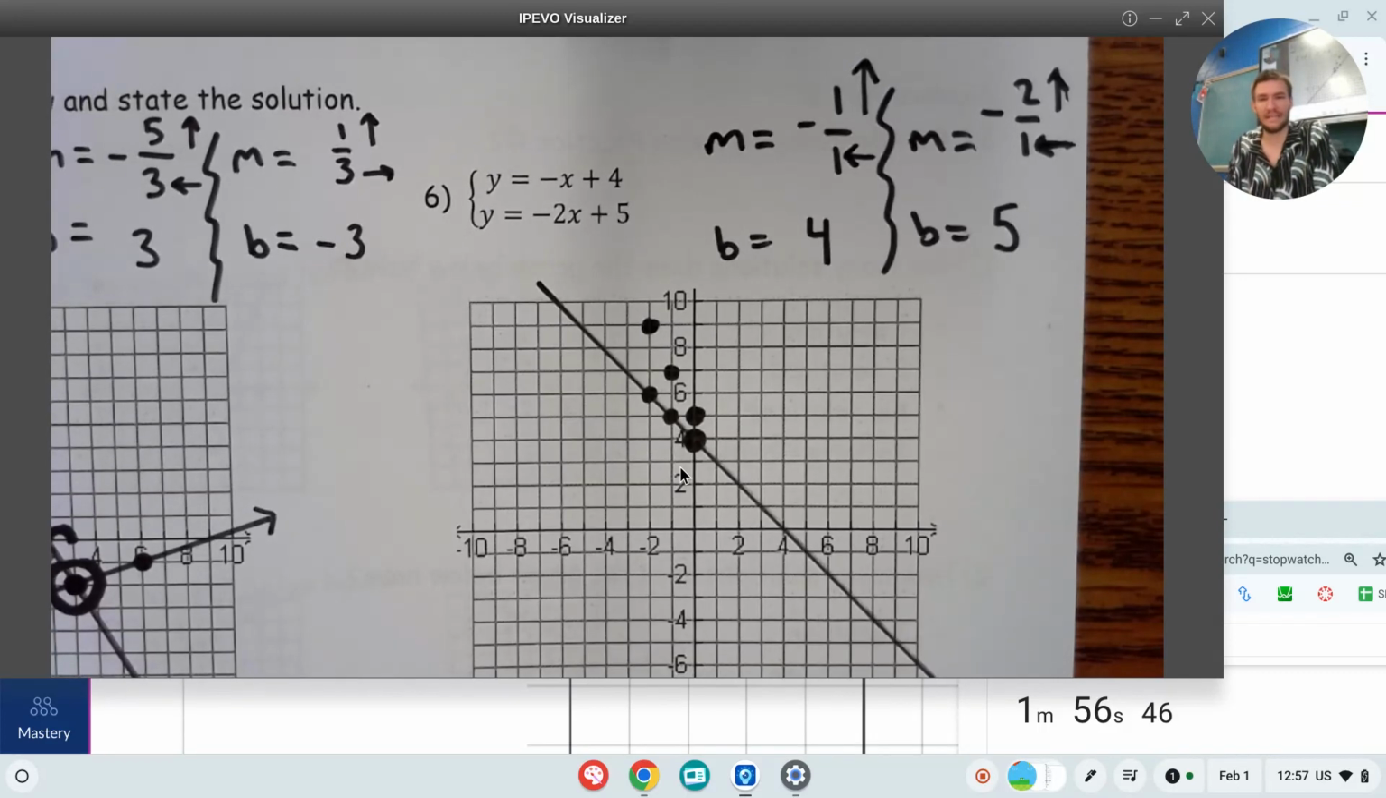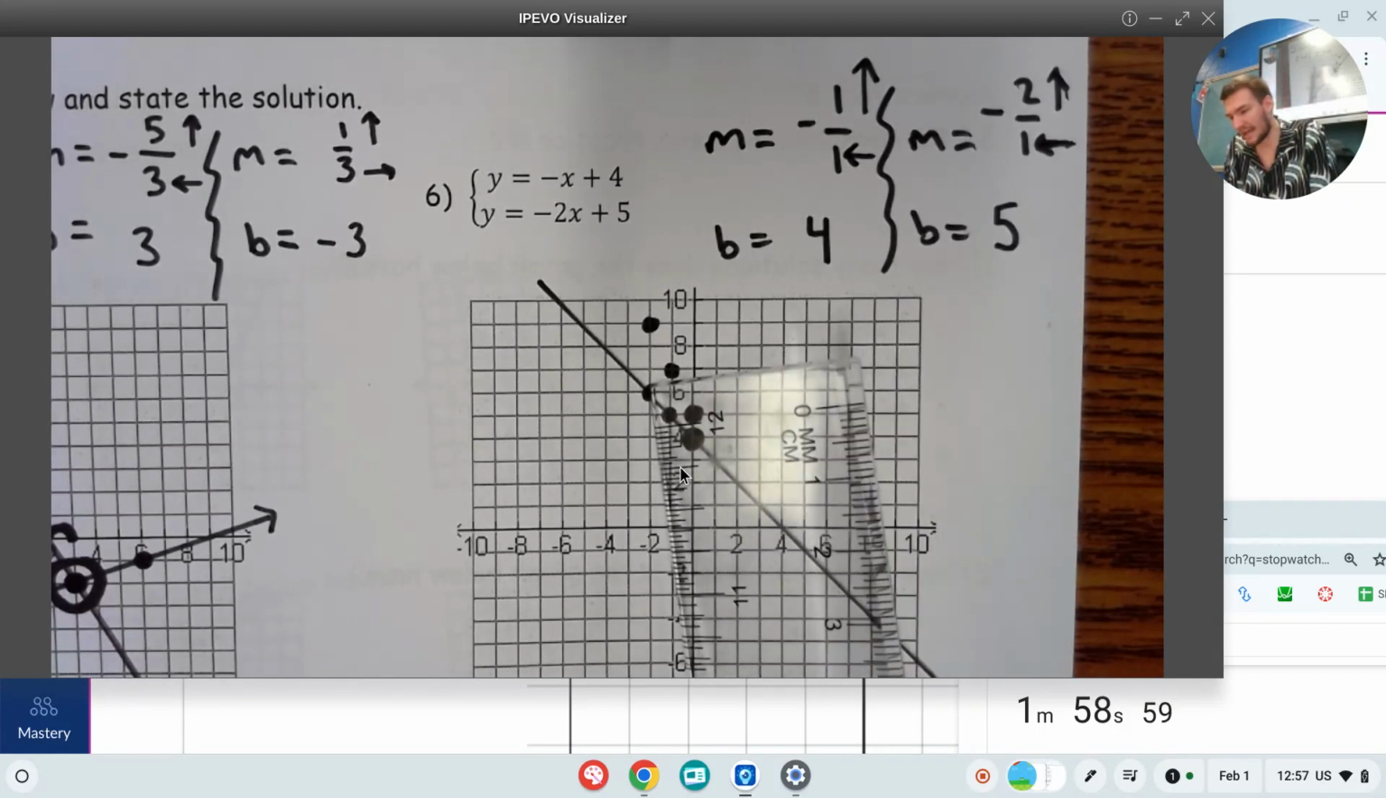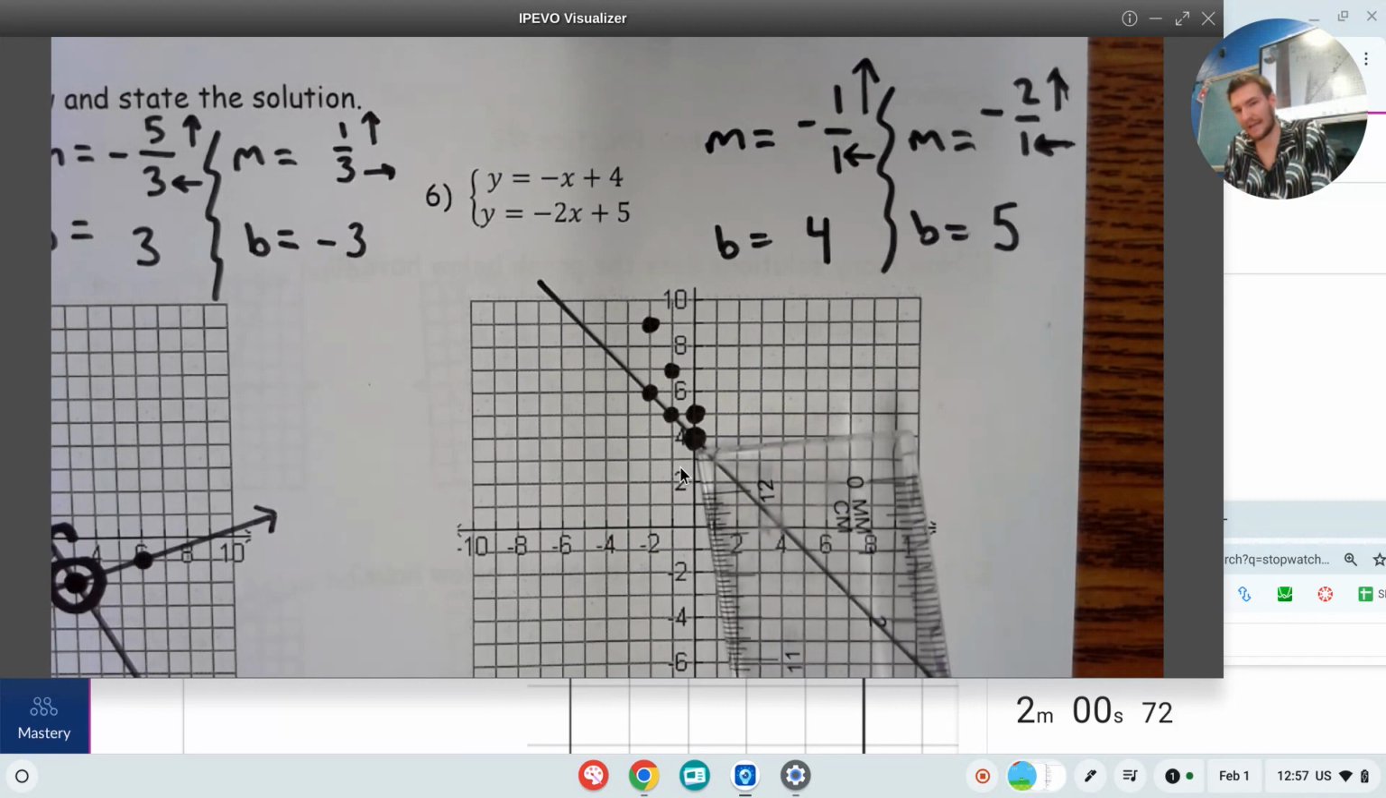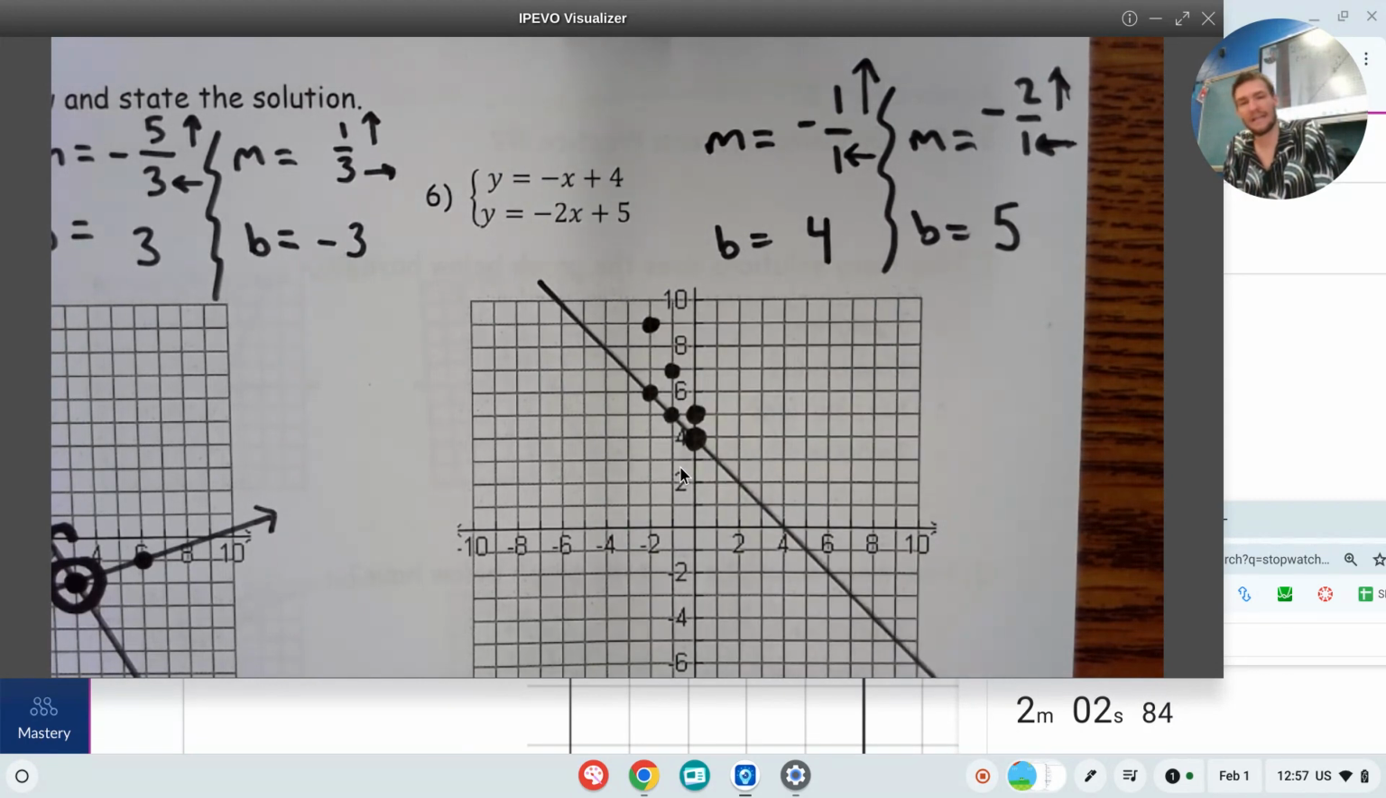When I look at number 6, I see dot, dot, dot. That's line number 1. Dot, dot, dot. That's line number 2. And we don't have any intersections yet. Okay? Here's the advice. Don't just draw a line because it gets a little squiggly and a little confusing. Instead of drawing a line, just start making more dots.